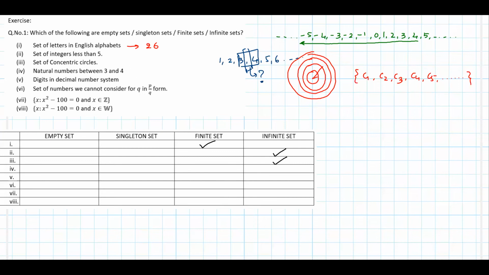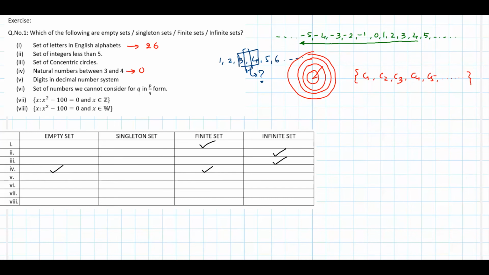So the cardinality is what? The cardinality here is 0, right? So we can count the elements and the count is 0. So we can say that this is a finite set because we could count it. And then the count is 0. So it is an empty set also. All right. Good. Next question.